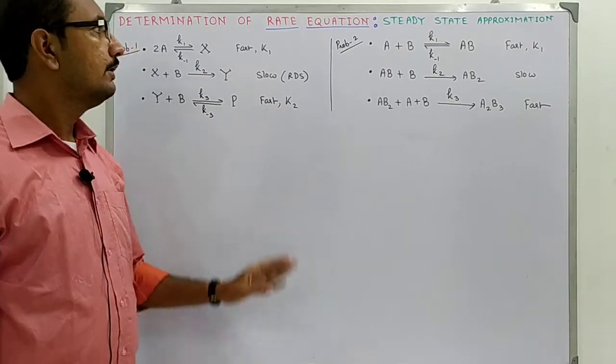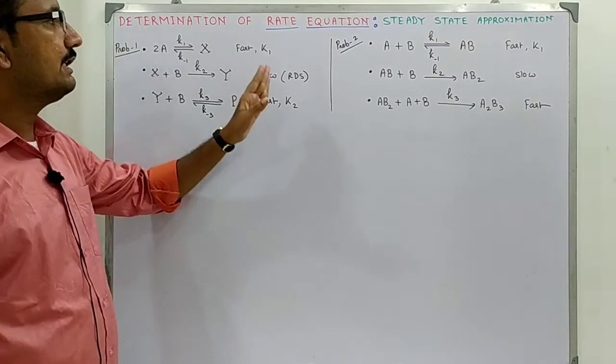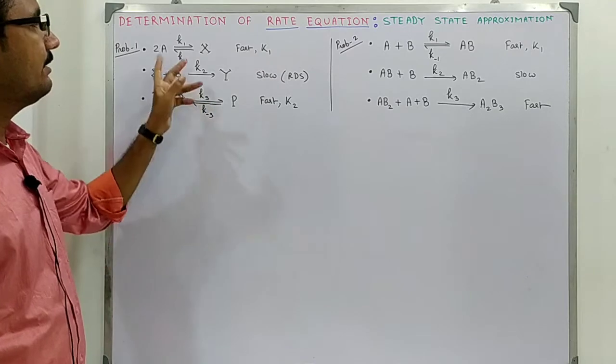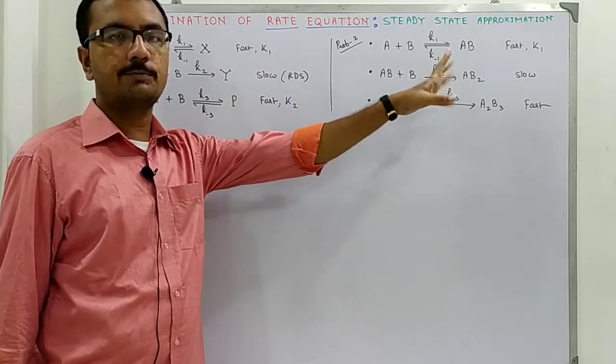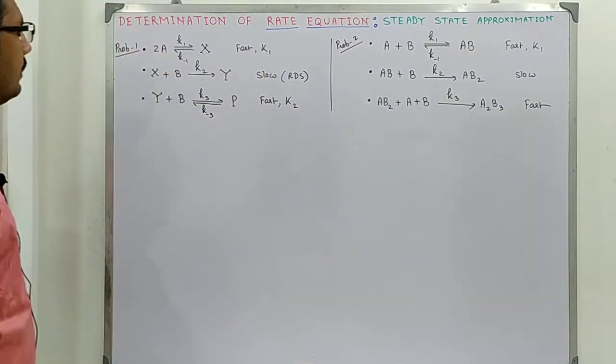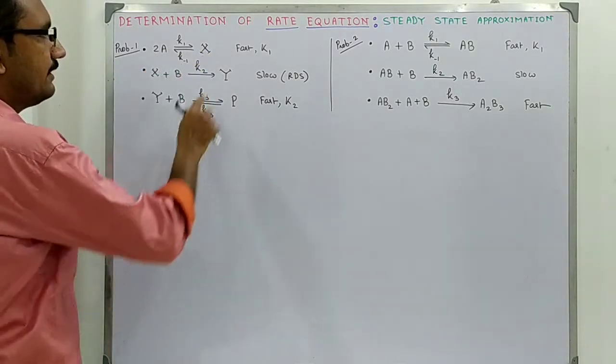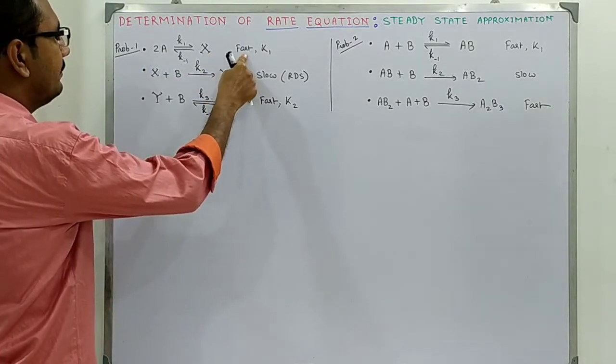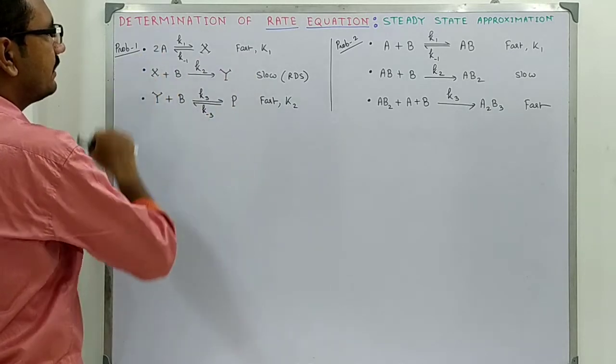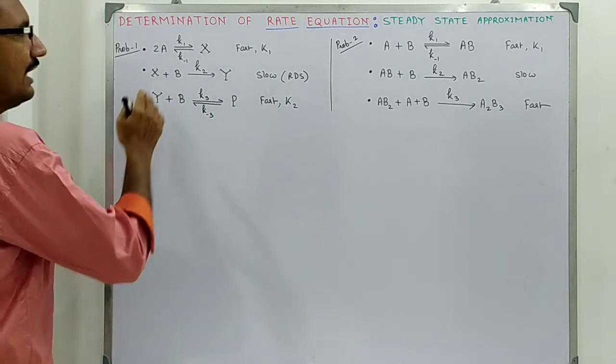Hello students, today's topic is determination of rate equation and I will determine it with the help of steady-state approximation. The first problem given is 2A reversible X, and this is the first step and you can see that it is a reversible step. So, we will have an equilibrium.